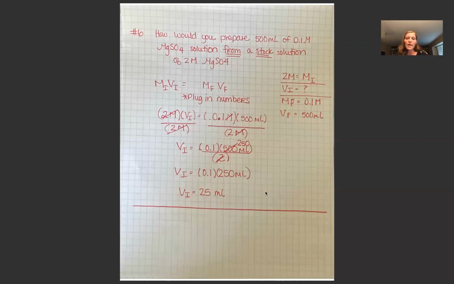So hopefully this will help you decide how to do additional problems. Remember, you're always looking for what you're starting with and what you're ending with. And whatever that is, you just try to get it by itself in the equation. All right. So hopefully that has helped you be able to get through some of the math.